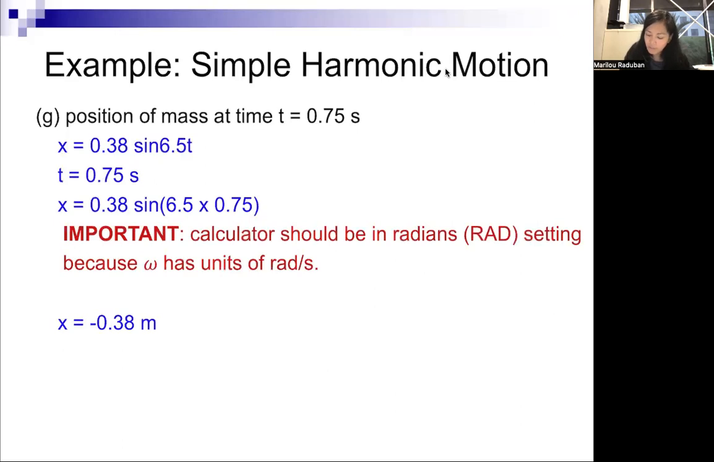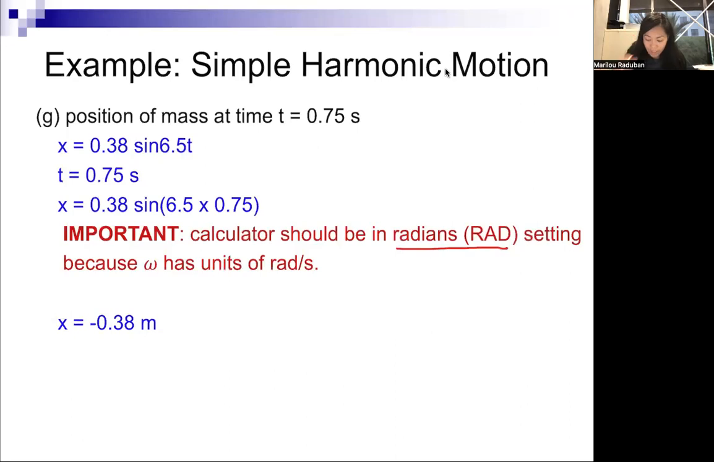If you don't get negative 0.38, check the settings of your calculator. It's really important that your calculator is set to radians. Every calculator is different, so you might want to check the manual of your calculator. Most calculators have a default of degrees for their angles. So maybe you need to go to the mode settings and check the manual of your calculator on how to set it to radians.